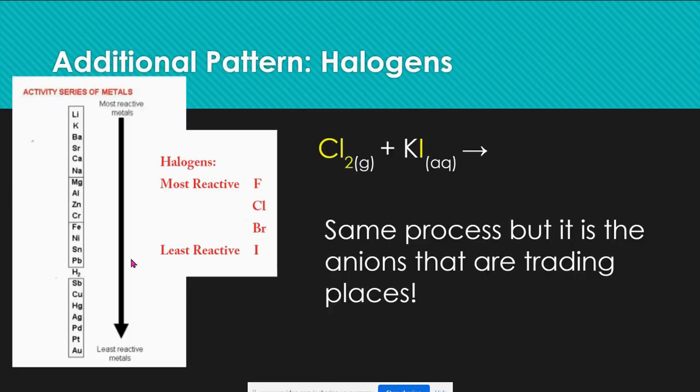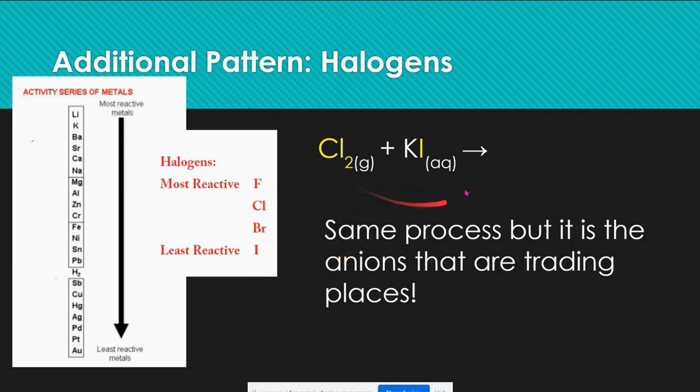All right. Additionally, there is one other activity series on your blue reference sheet, and that is dealing with nonmetals. You can see here it's a small list of the halogens, and the same thing is going to happen here. You can see that the elements are listed from most reactive to least reactive, and again, you're going to follow the same logic.